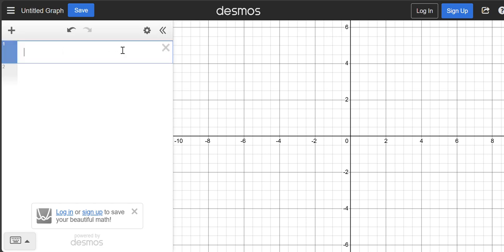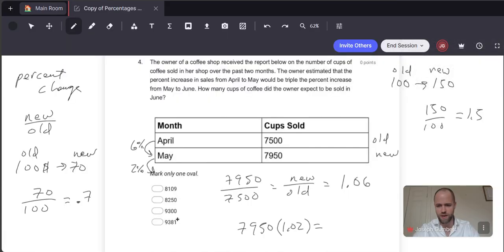So this would be 7,950 times 1.02. And this gives me 8,109. And so that means that A is going to be the correct answer, 8,109.